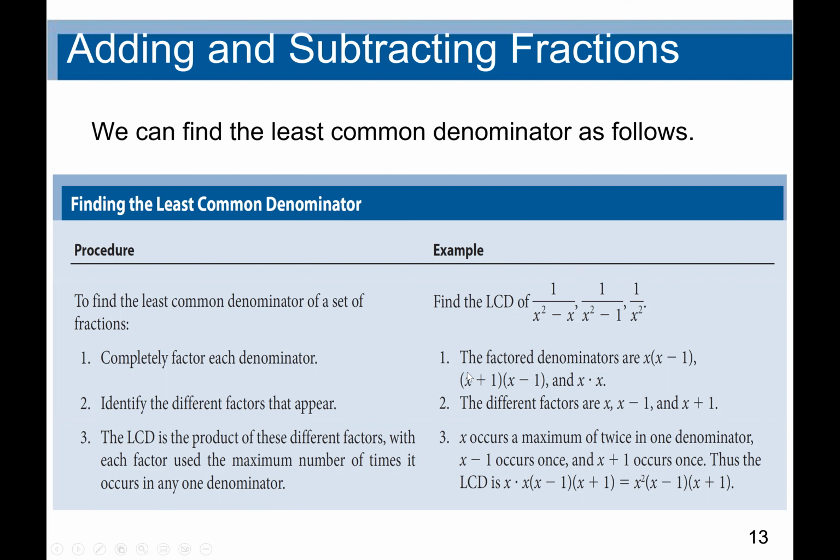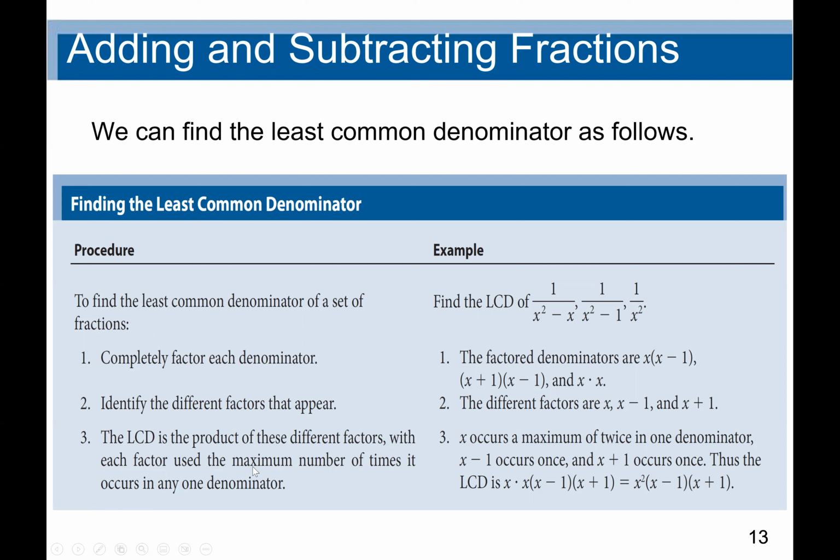So here we factorize the denominators. First, x squared minus x gives us x times x minus 1. Then x squared minus 1 is a difference of two squares, so we get x plus 1 times x minus 1. Then x squared is the same as writing x times x. So by looking here, we can see that the least common denominator will involve x minus 1, then x plus 1, then x. Here we identify the different factors that appear, and each factor is listed only once, not more than once.